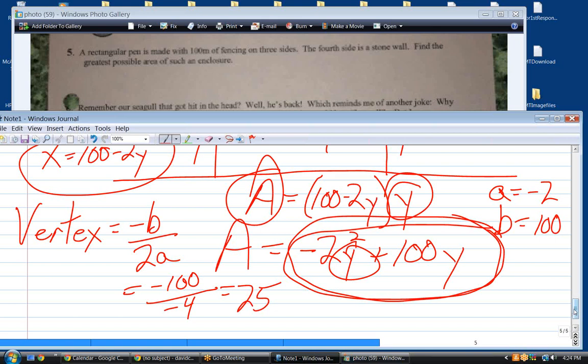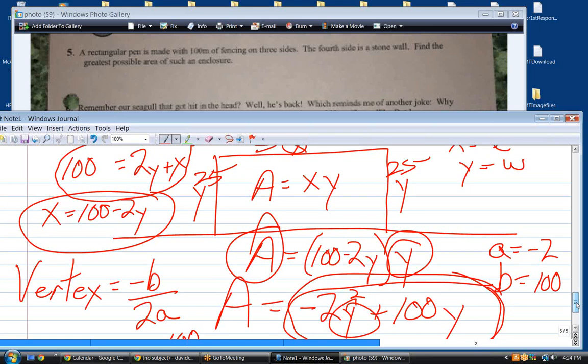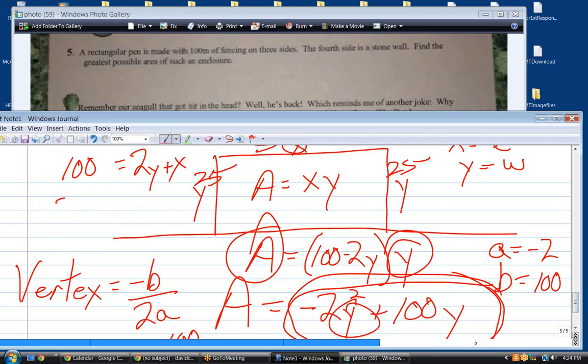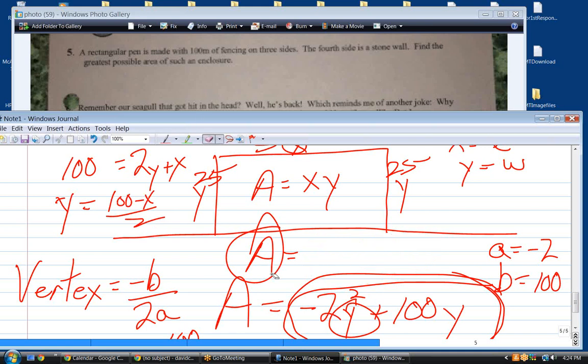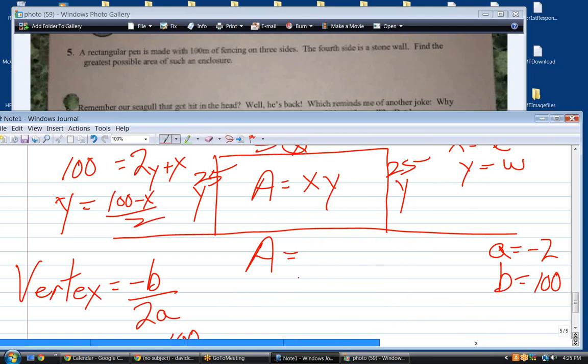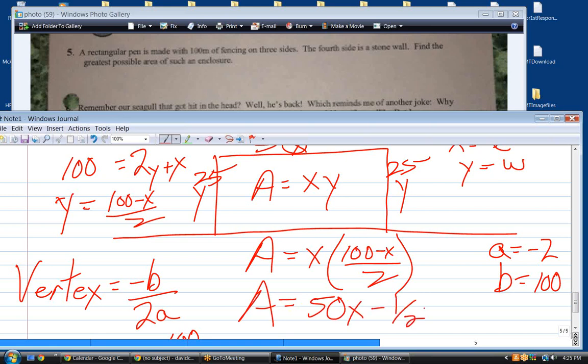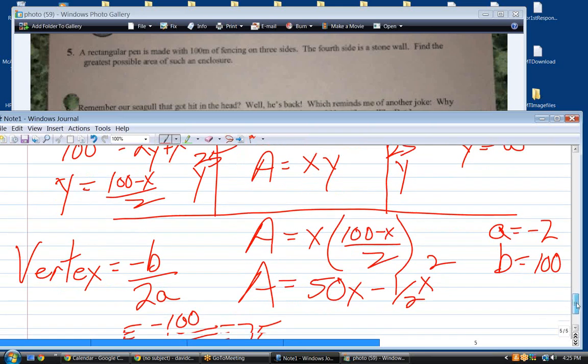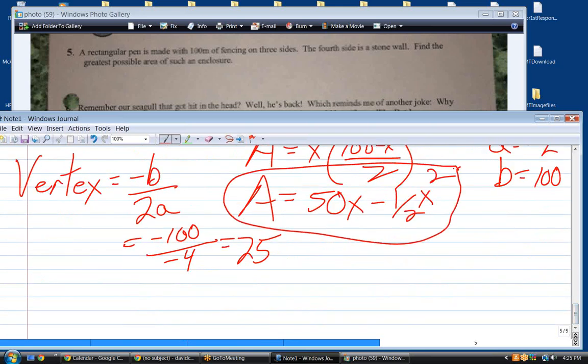You know what? Just for sake of clarity here, let me go back and let's solve this for y. So y is going to be 100 minus x over 2. And now we'll go into our area function and we'll substitute for y instead of x. So it'll be x times 100 minus x over 2. So our area function is now 50x minus 1/2 x squared. So this is a more typical looking quadratic to you, right?